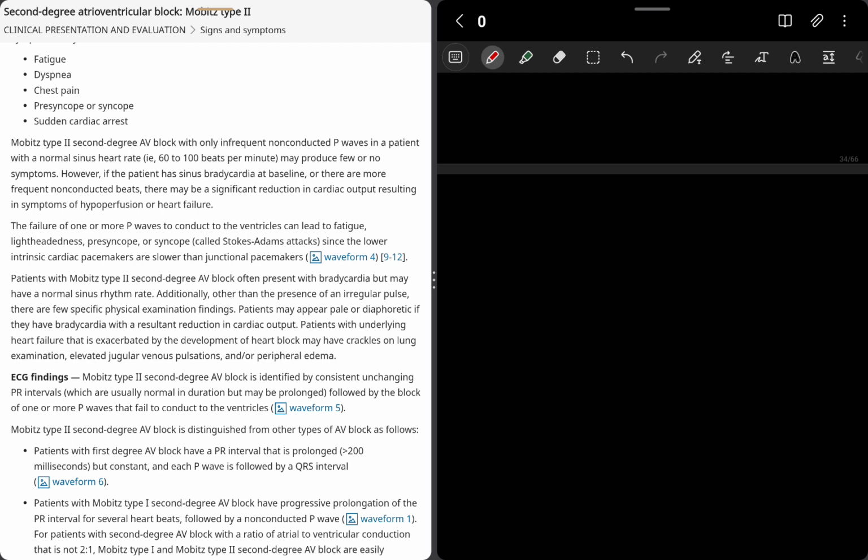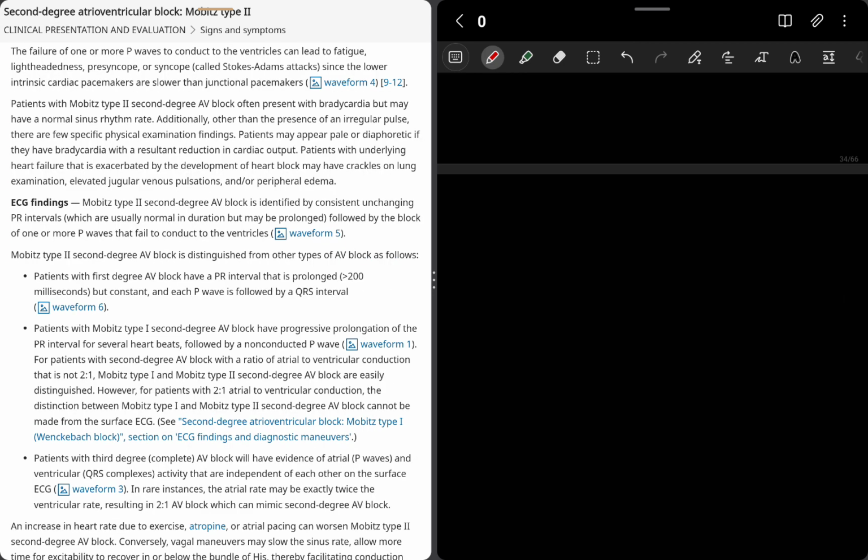What are the symptoms? As already described, pre-syncope, sudden cardiac arrest, chest pain, dizziness, or fatigue can be present. Patients with Mobitz type 2 second degree AV block often present with bradycardia, but some may have a normal sinus rhythm rate.